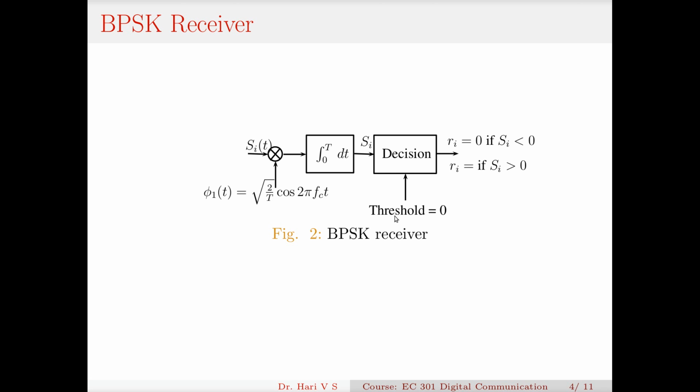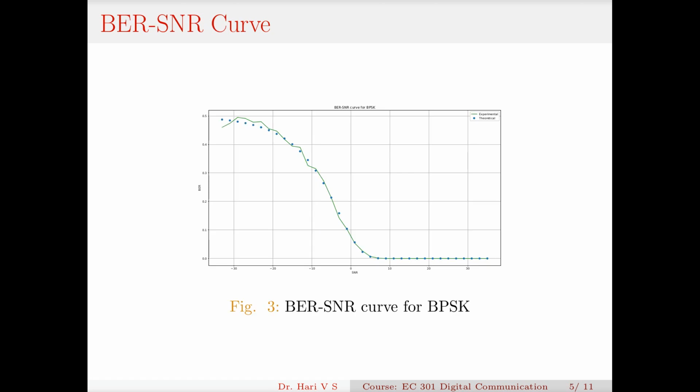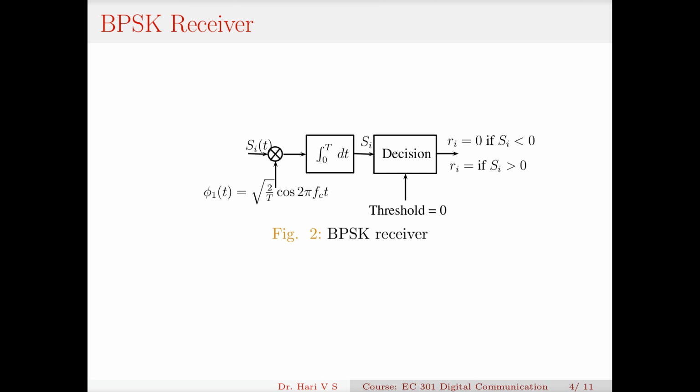As I told you earlier, my threshold is at 0. Based on this threshold I make a decision. If this value is greater than 0, then I say that 1 is transmitted, so r_i is 1. If it is less than 0, then the received bit is a 0. So this is how I make a BPSK receiver. Now let us see how this is implemented with Python code. So I'll go to that.